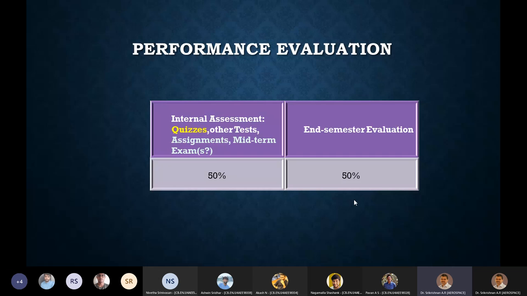I may have some reasons or arguments for splitting the time like this, but you have all the right to correct me or give your suggestions or raise your concerns. So please let me know if anything has to be changed, or if you have any questions or any further clarifications required. I stop here. You may please unmute and talk.